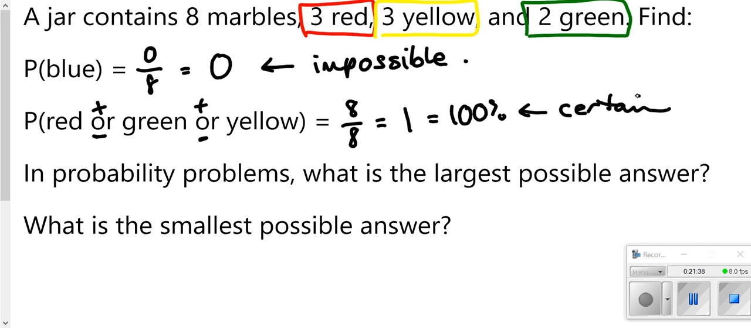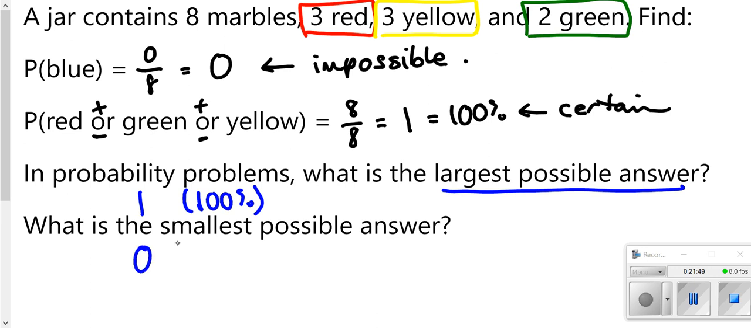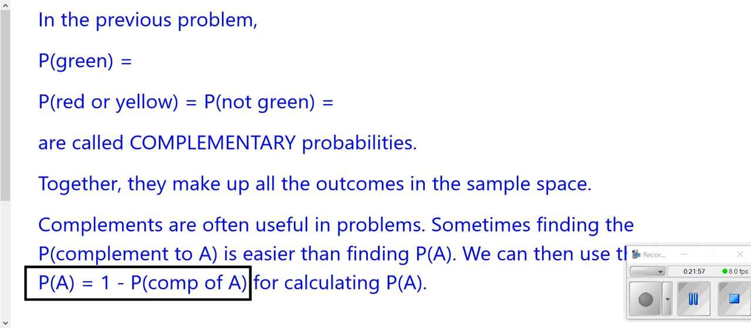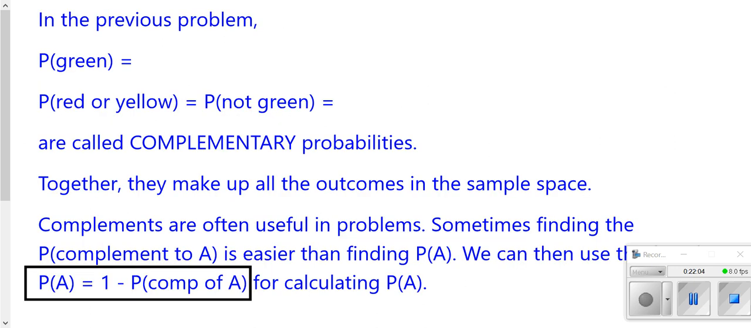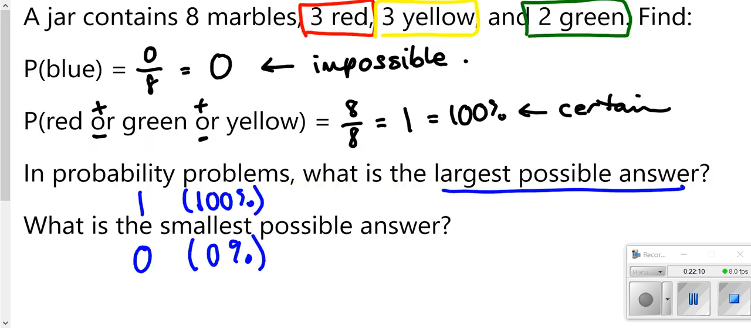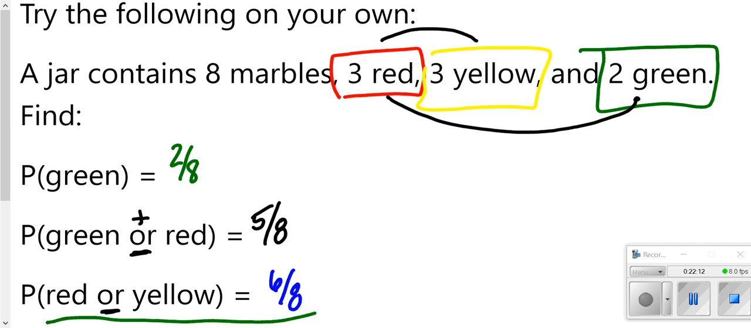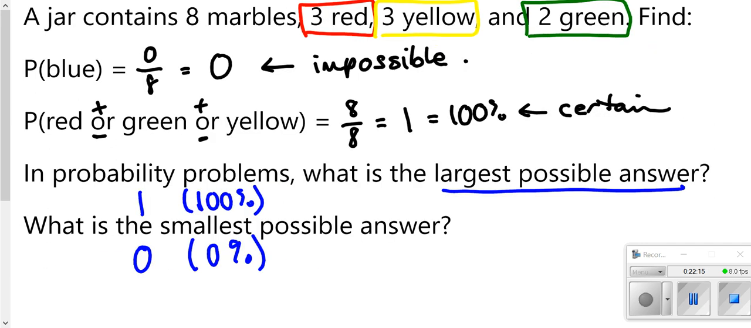So in probability problems, hopefully this reminded you that the largest possible answer is 1. 1 as a percent is 100%. And the smallest possible answer is 0, and 0 as a percent is 0%, as we just saw from those examples. All right, so in the last question, if you look back for one quick sec with me, there were 2 greens. So the probability of drawing a green marble was 2 out of 8. And the probability of getting red or yellow, if you look back here, was 6 out of 8.